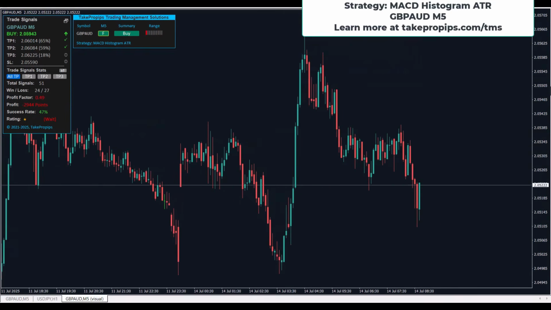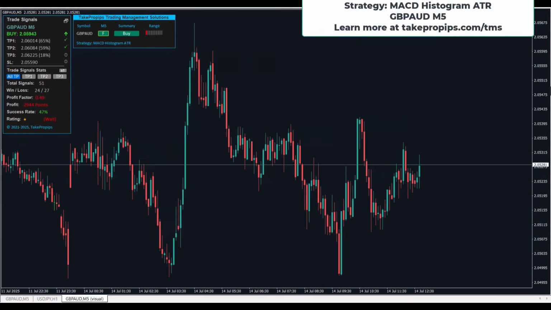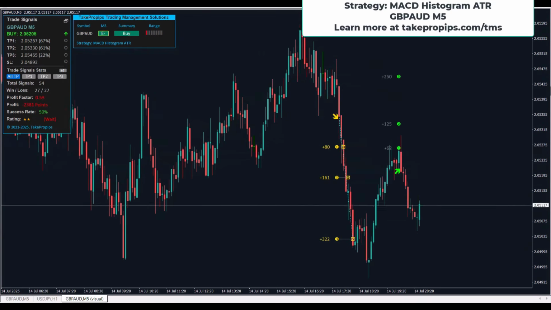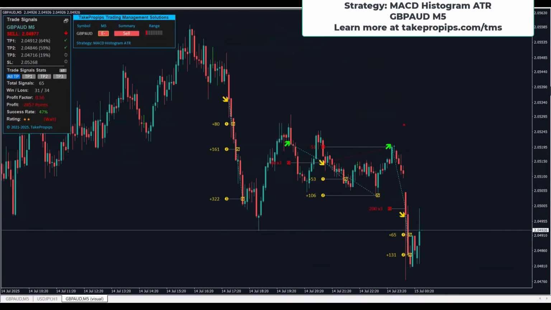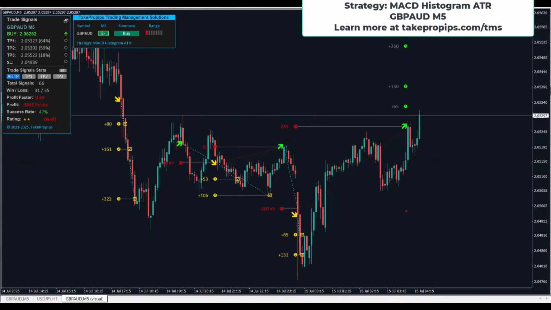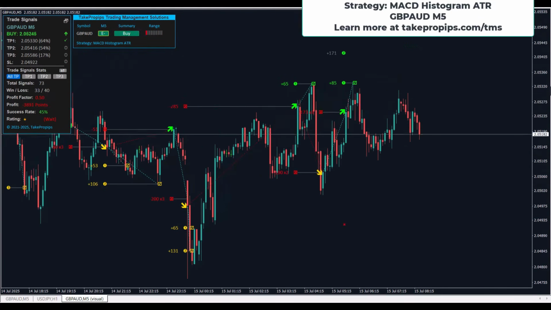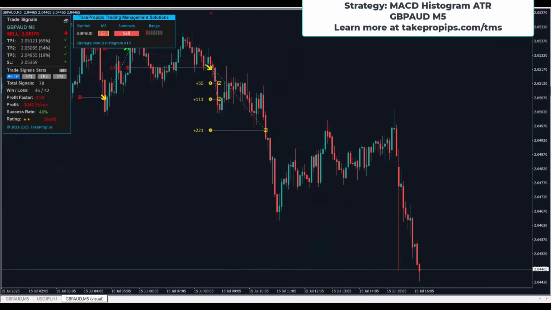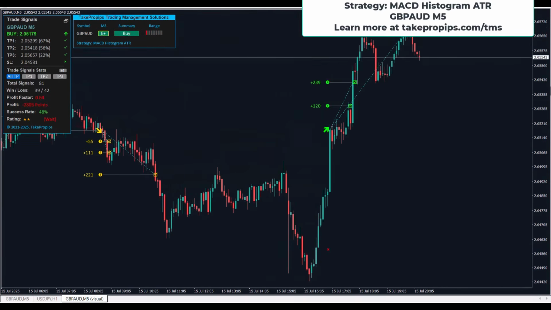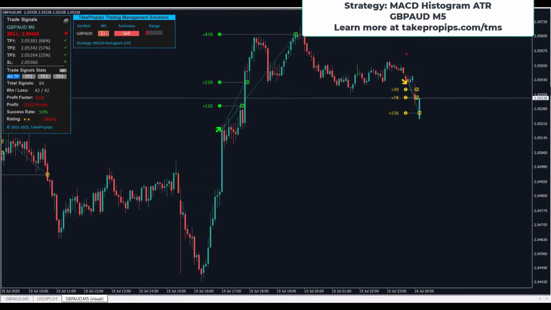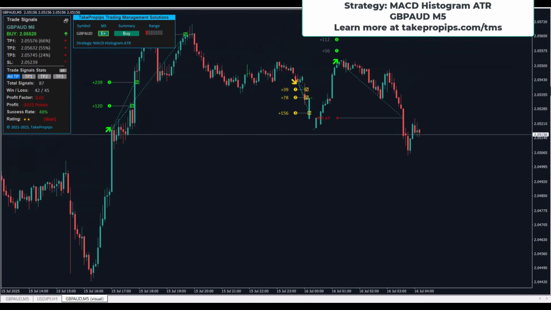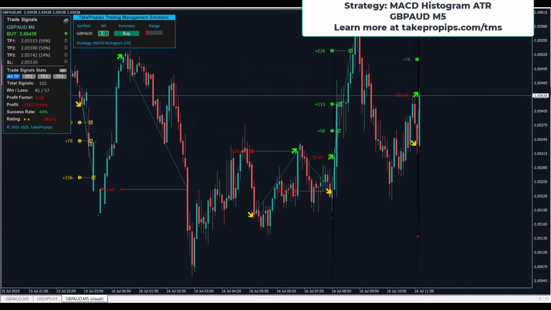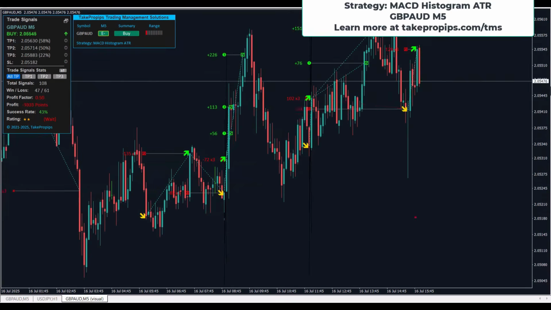So how do these two indicators work together in this strategy? A buy signal is triggered when the MACD histogram crosses above zero and the ATR is increasing, indicating both upward momentum and rising volatility. A sell signal happens when the MACD histogram crosses below zero while the ATR is also rising, pointing to downward momentum in a volatile market. This makes it a trend-following and volatility-based strategy that thrives in strong moving markets.